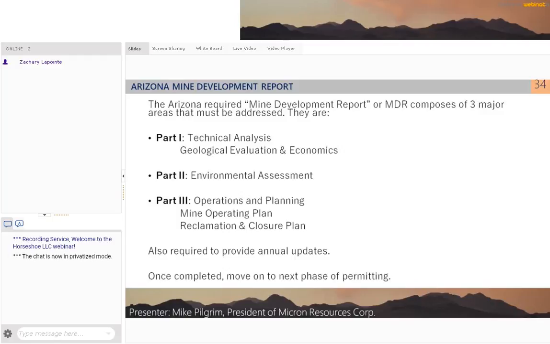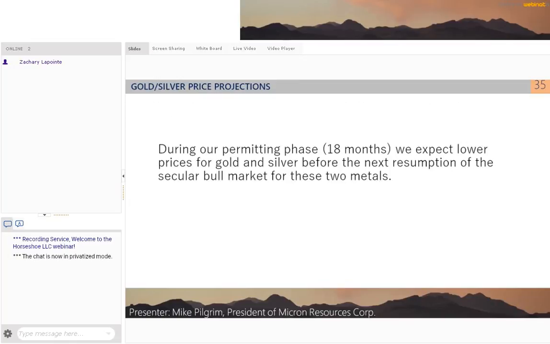Also, as I mentioned, this moves on to the next phase of permitting that's required, and we expect that over the next 18 months, during which I'm going to get into the lower prices for gold and silver before the next resumption of the secular gold market for these two metals. You see, in 2001 the price of gold hit $256 an ounce and went to a high in 2011 of $1,911. That was the top. Gold stocks, mining stocks were all overvalued, and they fell. The majority of them, including the big boys, fell 90+% in value as of December 2015 and January 2016. That's not very long ago. Today, the day of this broadcast, is February 24, 2017.